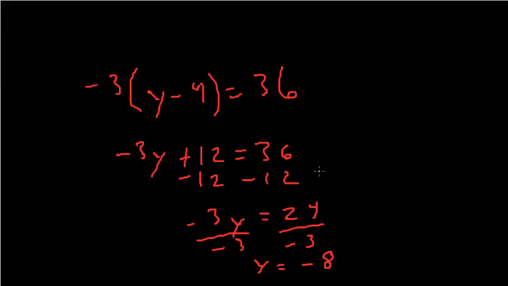We can check this solution. We can plug negative 8 back in for y into the original equation. Here we'd have negative 8 minus 4, which would give us a negative 12. And then negative 12 times negative 3 would give us a positive 36. So indeed that is the solution to our equation. Let's try one more like that.